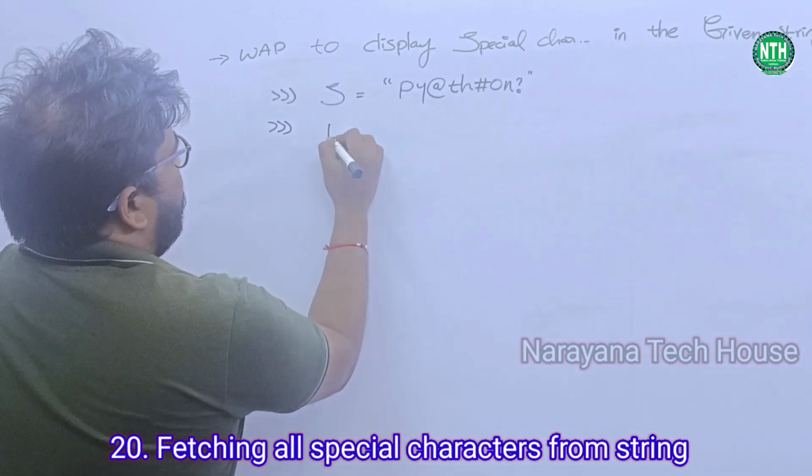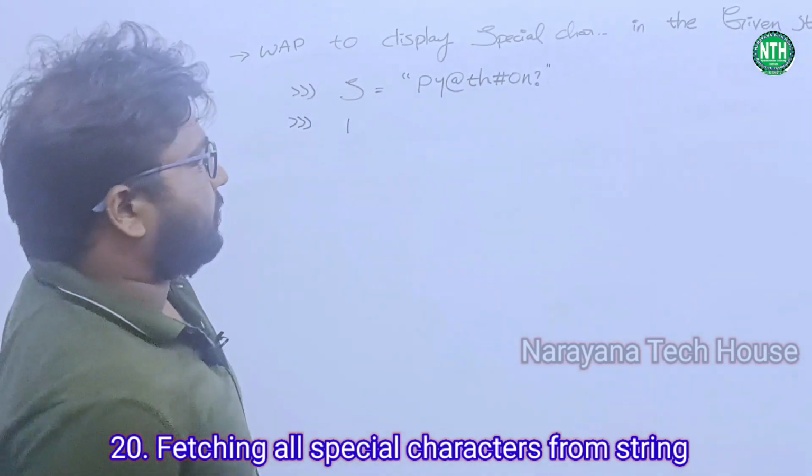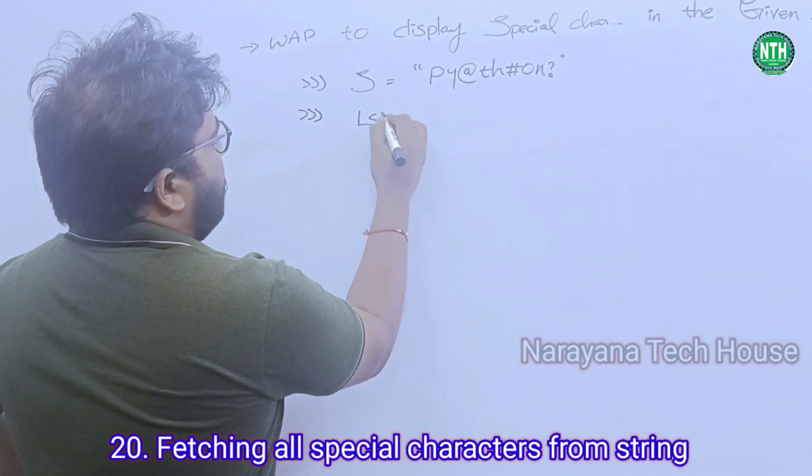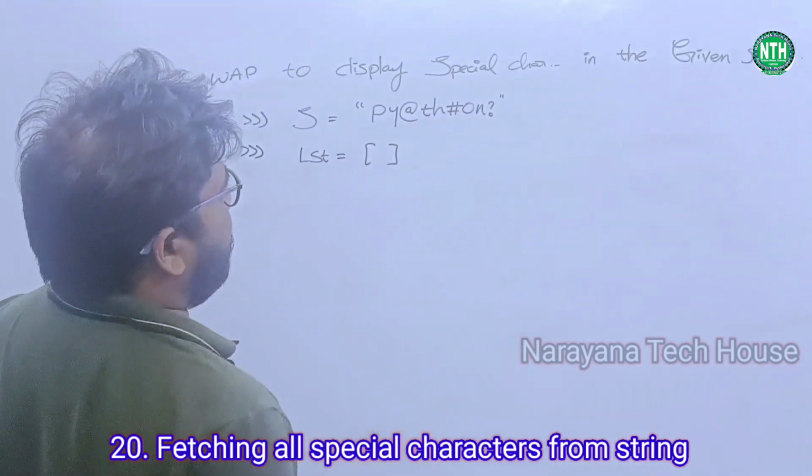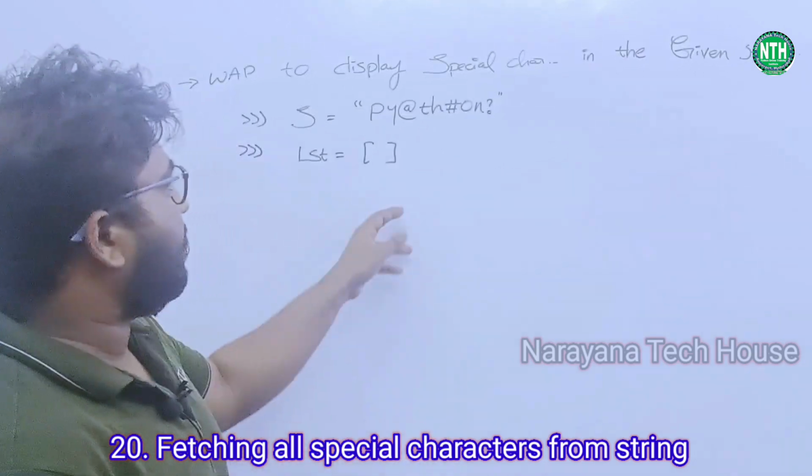So we will take one empty list after this, like lst is equal to an empty list. So we are taking an empty list, and then we will put those values into the list.